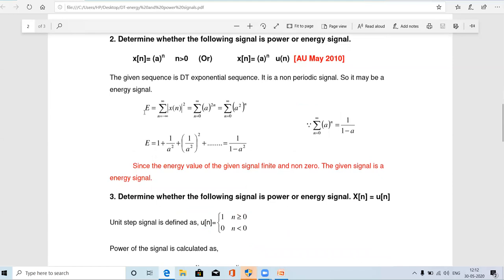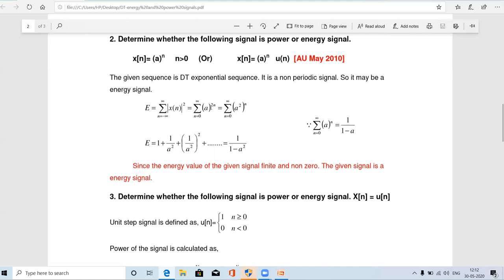The energy formula, you know, we have to write: summation n equal to minus infinity to infinity x of n the whole square. But the given signal is available only for n greater than 0. For n equal to minus infinity to 0 the answer is 0. So that's why you restrict the summation limit to 0 to infinity. What is the value of x of n? A power n. A power n the whole square.